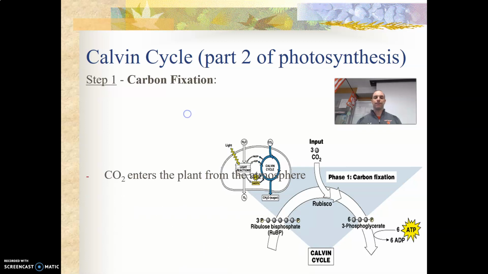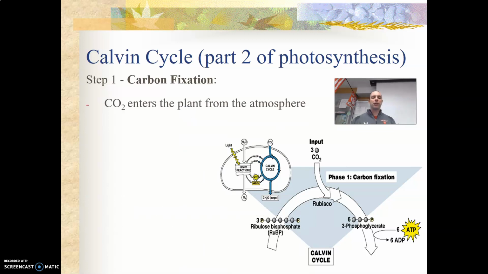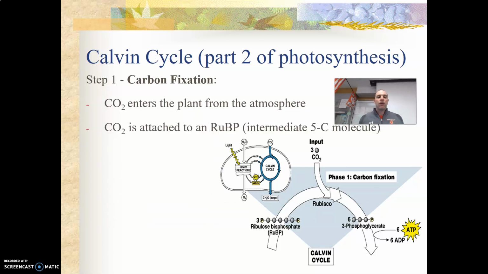And next to the 1 here, you're going to write carbon fixation. So what is carbon fixation? Carbon fixation is when CO2 enters the plant from the atmosphere. So you see CO2 comes from the atmosphere, and a new CO2 is attached to a molecule called RuBP, which is an intermediate 5C molecule. Now, how many carbons are in CO2? Well, there's 1. How many carbons are in RuBP? Well, I tell you right here that there's 5. So 5 plus 1 is 6. So you get a new 6 carbon molecule that is unstable.